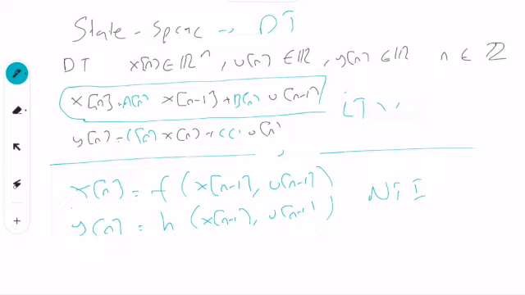Okay, good. Now we will move to a different representation, which is kind of limited in some sense, but more general in another sense, which is impulse response. Let's look. Remember our continuous time representation in the impulse response case.